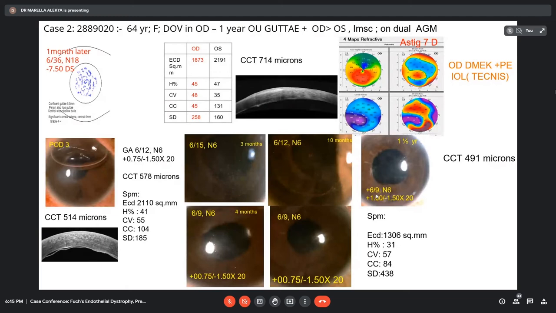Yeah, so basically we were better off by not putting the toric lens in this case. And the final cylinder which is remaining is 1.5, which is much better than if we had corrected it. And very important in this patient, she has had 2 episodes of acute rejection within the initial year, but she has dramatically improved. So that is the most important take-home message.